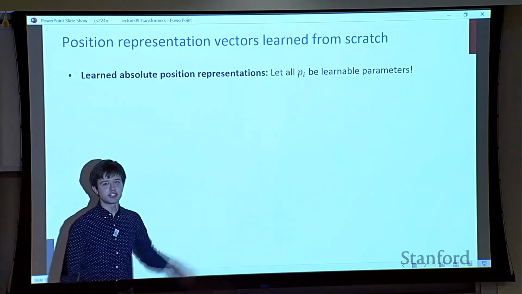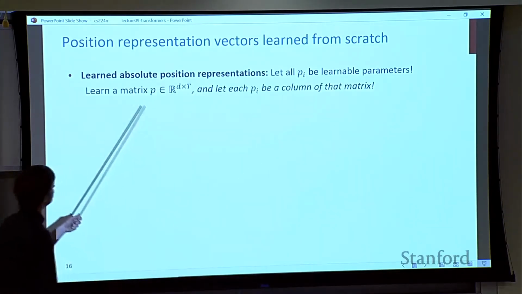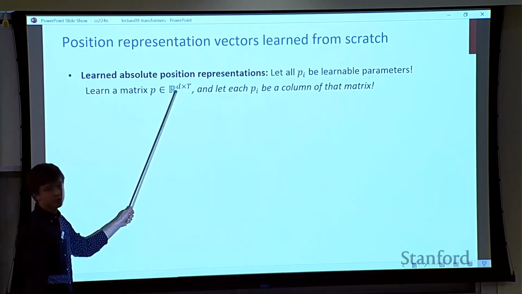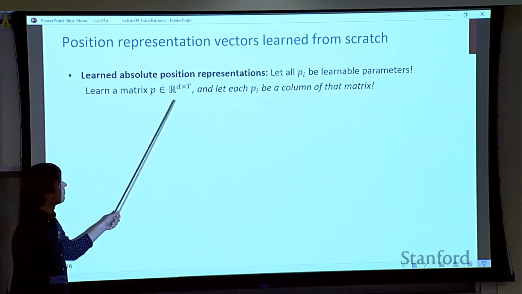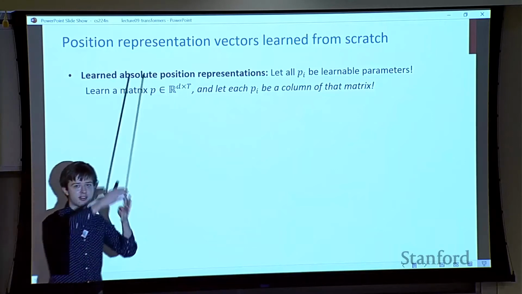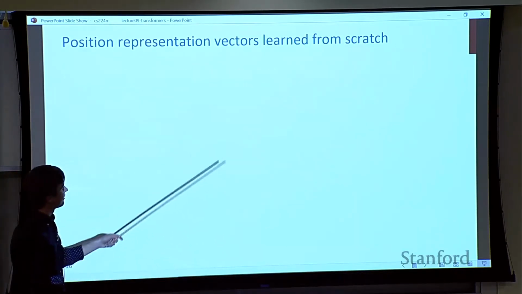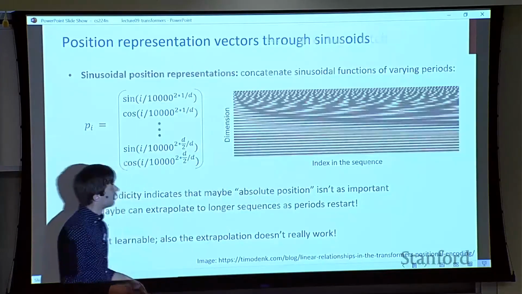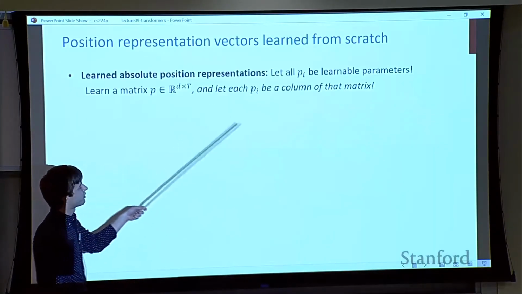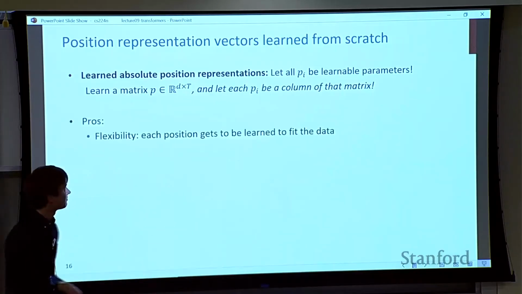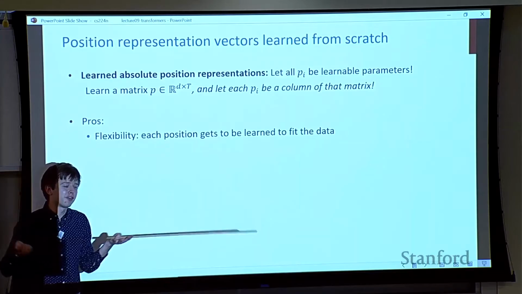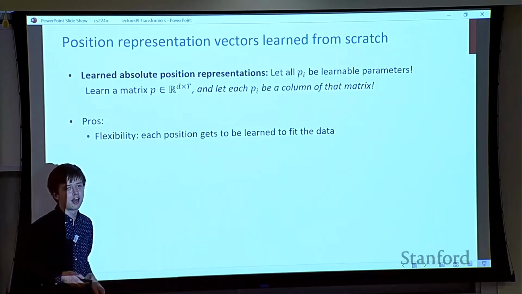So let all the p_i just be learnable parameters. What we're going to do is have a matrix, P, in dimensionality d, the dimensionality of our network again, by the sequence length. So this is just a big matrix of this size, d by sequence length. But every single value in that matrix is just a learnable parameter. Pros, flexibility. Now you get to learn what positions are supposed to mean according to your data, end to end.